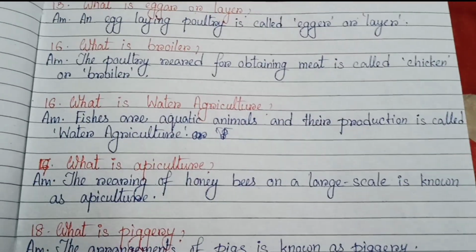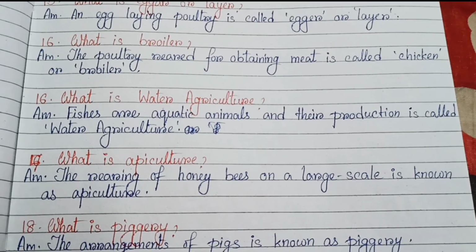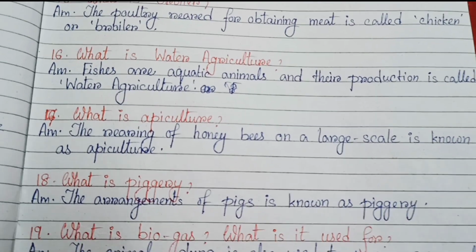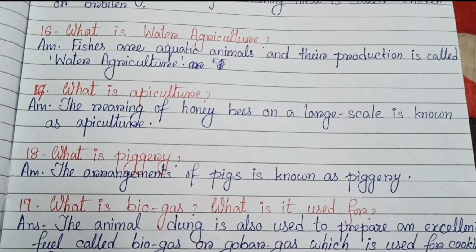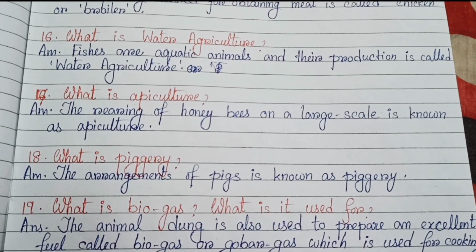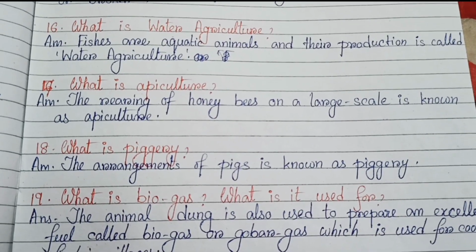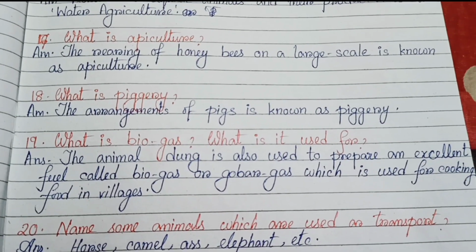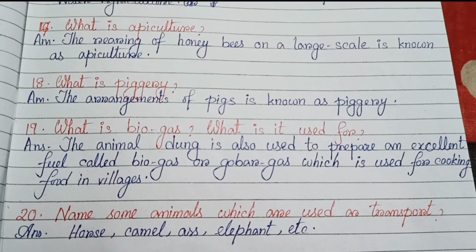Number 17, what is water agriculture? Fishes are aquatic animals and their production is called water agriculture. Number 18, what is apiculture? The rearing of honey bees on a large scale is called apiculture. Number 19, what is piggery? The rearing of pigs is known as piggery.